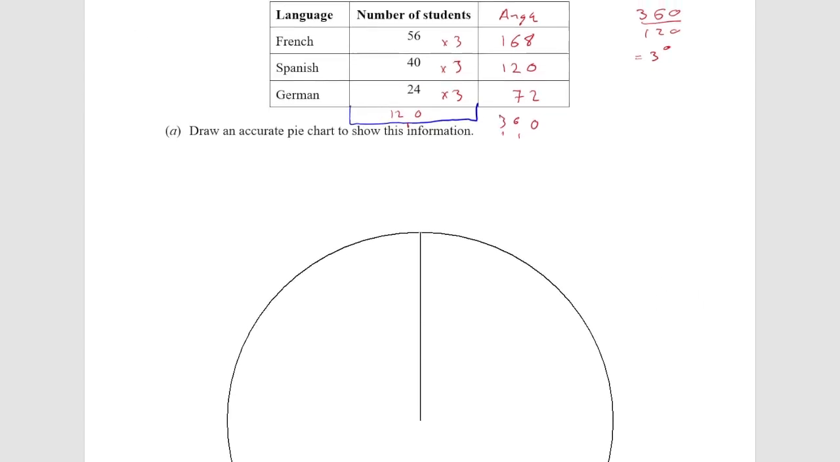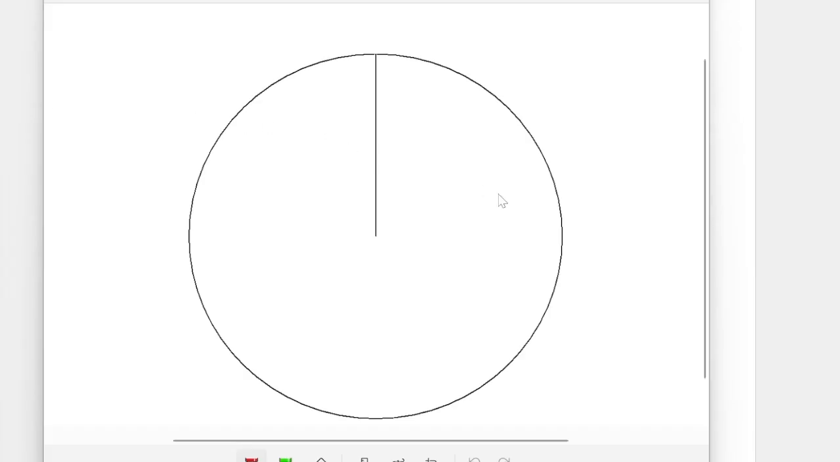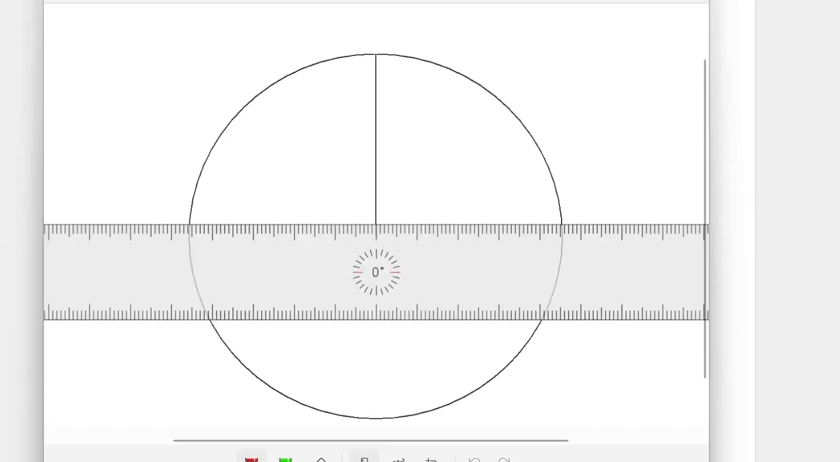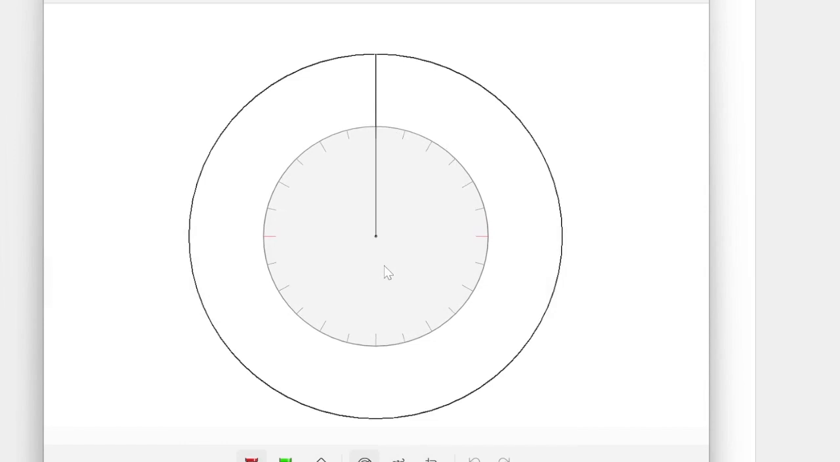Right, to draw this pie chart, I'm going to use a snipping tool just to help me out a little bit. So hold on a second. Okay, so I want to draw my first angle as being 168. So the way I'm going to do that is I would place my protractor at the center of the angle. So this does it slightly differently. So I need to measure 168 degrees, so around to 168.